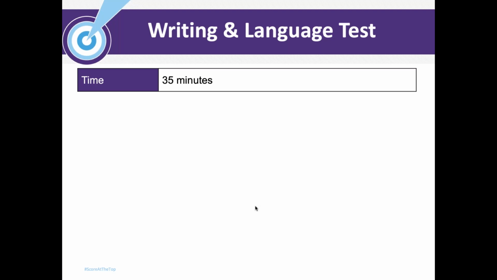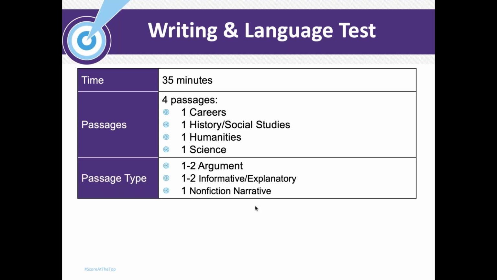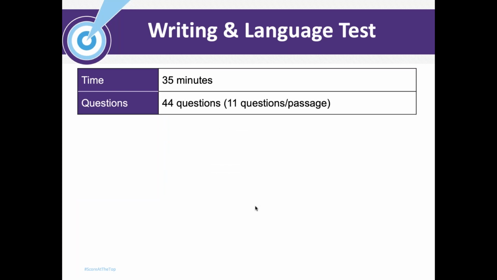It is 35 minutes, and you are going to be answering grammar and rhetoric questions for 4 passages. The genres don't matter so much as they do on the reading. The style, you'll see some argumentative, you might see a narrative, some explanatory, informative. And then for each passage, you're going to get 11 questions for a total of 44.